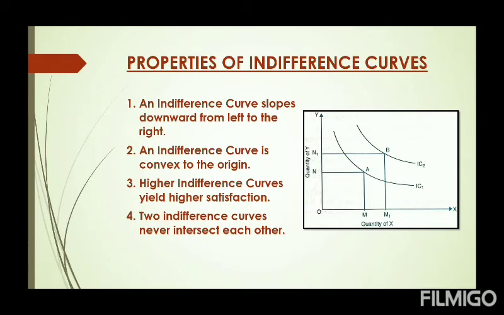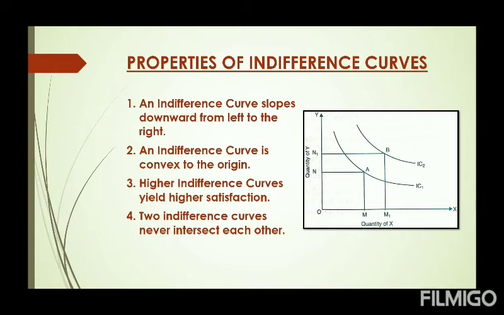The last property given here is that two indifference curves never intersect each other. It is a very important property of indifference curves, because two ICs can lie very close to each other but they will never ever intersect. Now why so? This is because of the different levels of satisfaction at different ICs, and that is why two ICs can never intersect each other.